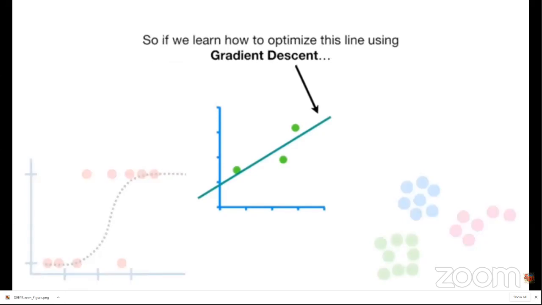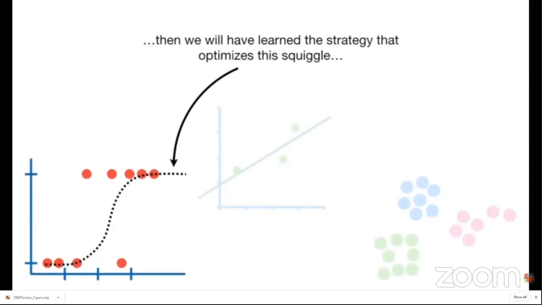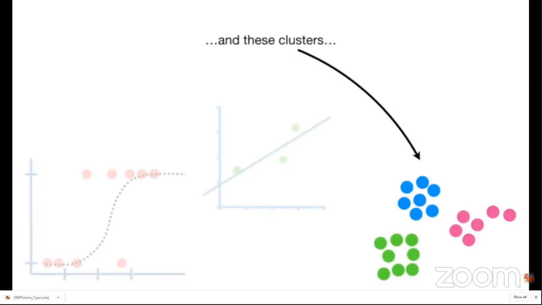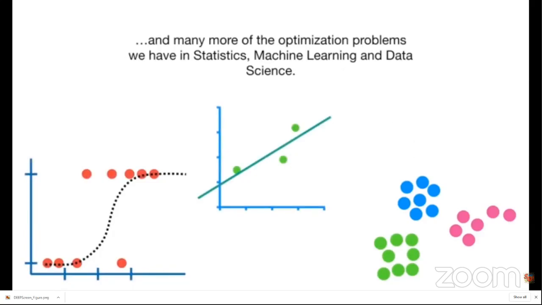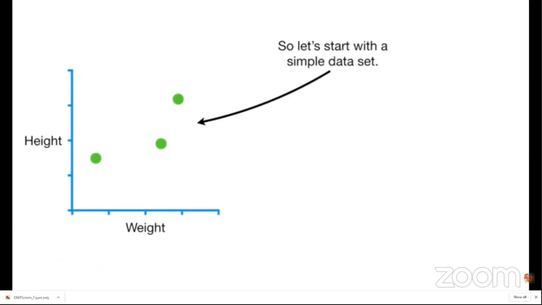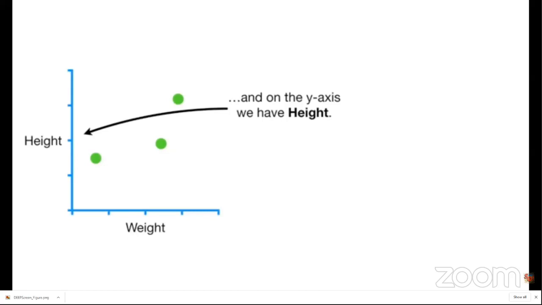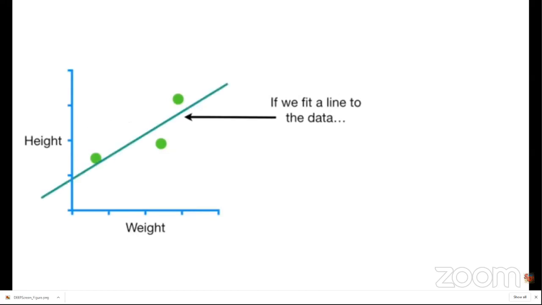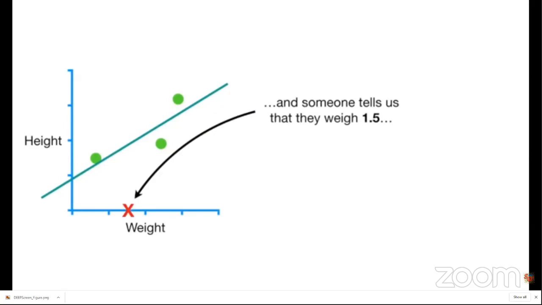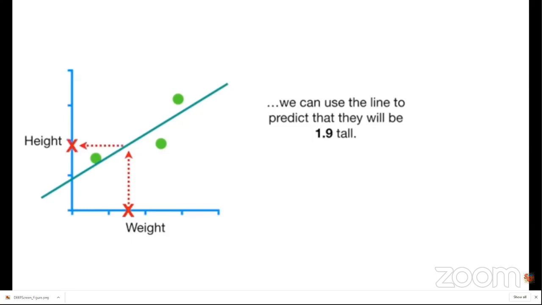So if we learn how to optimize this line using gradient descent, then we'll have learned the strategy that optimizes this squiggle and these clusters, and many more of the optimization problems we have in statistics, machine learning, and data science. So let's start with a simple data set. On the x-axis, we have weight. On the y-axis, we have height. If we fit a line to the data, and someone tells us that they weigh 1.5, we can use the line to predict that they will be 1.9 tall.